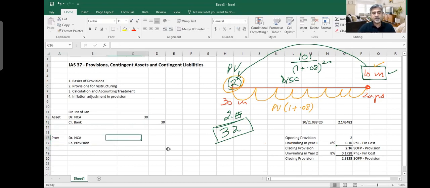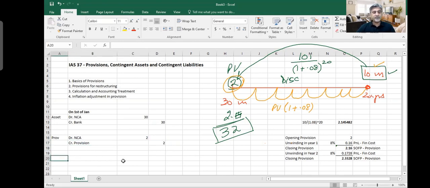So if you pay attention here, this 30 million I spent in cash on construction of the factory, and then I recorded 30 million. And it's bank or cash I paid. And then on the same date, and by the way, I will explain there is one complexity with the date. Then I say debit non-current asset 2 million. And this time I don't say credit bank, I say credit provision 2 million.